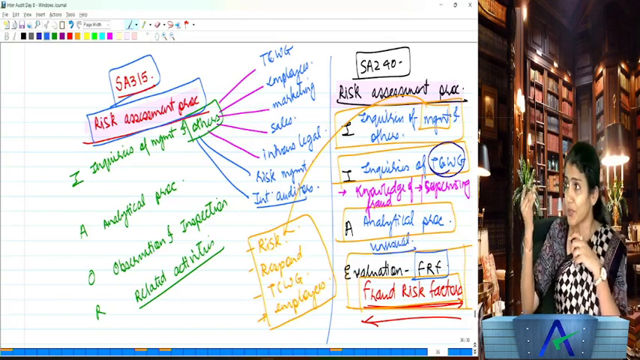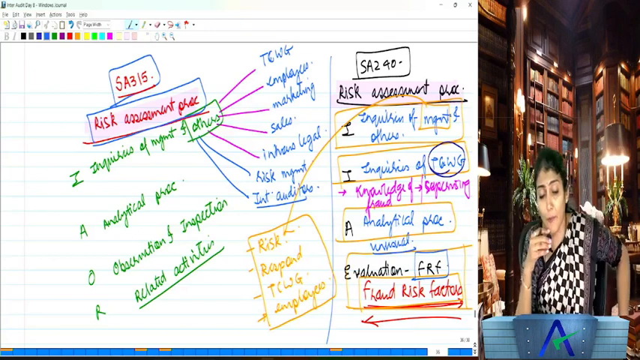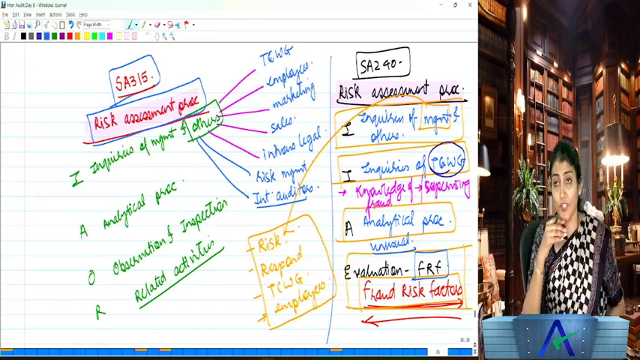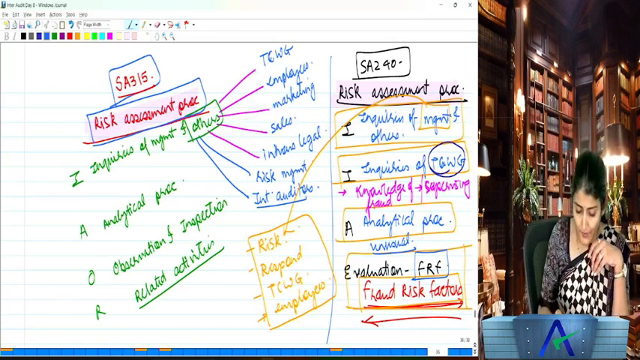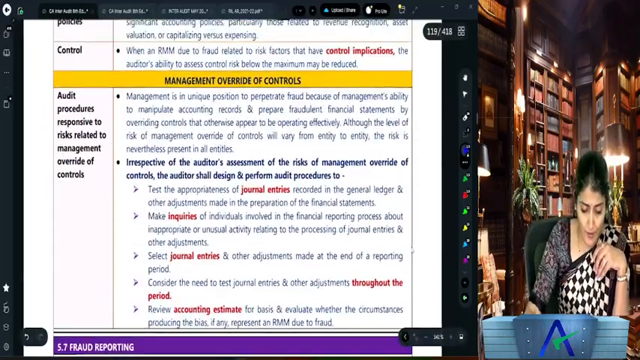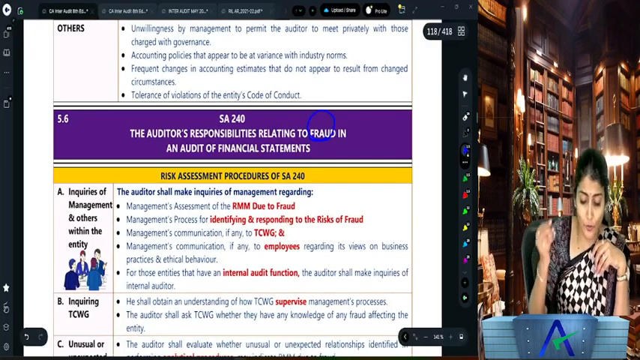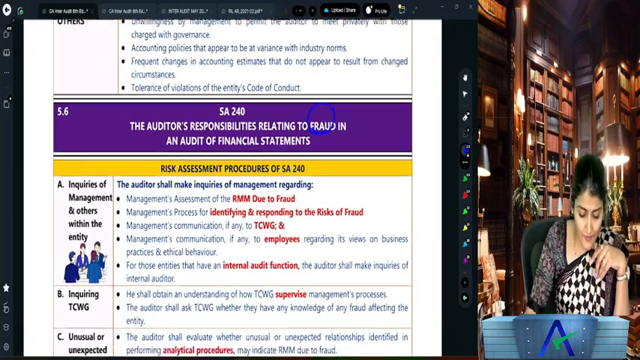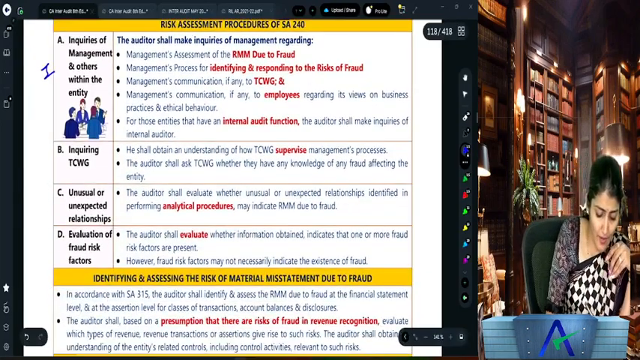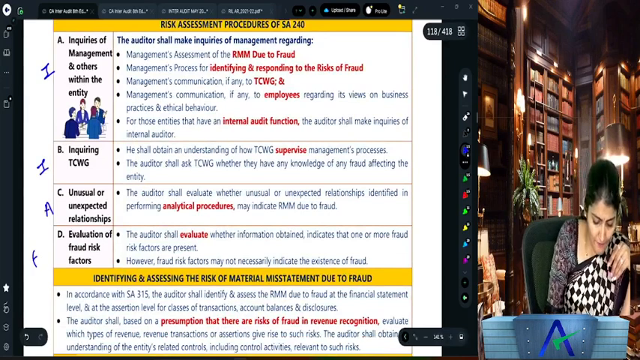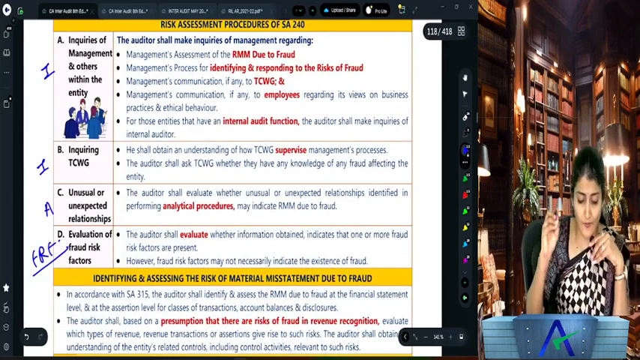Right, any unusual transaction or event by performing the analytical procedures. Are you able to follow this, everyone? So what we are talking about here is the auditor's responsibilities relating to fraud. What are the risk assessment procedures? I told you: IIA FRF, evaluation of fraud risk factors.